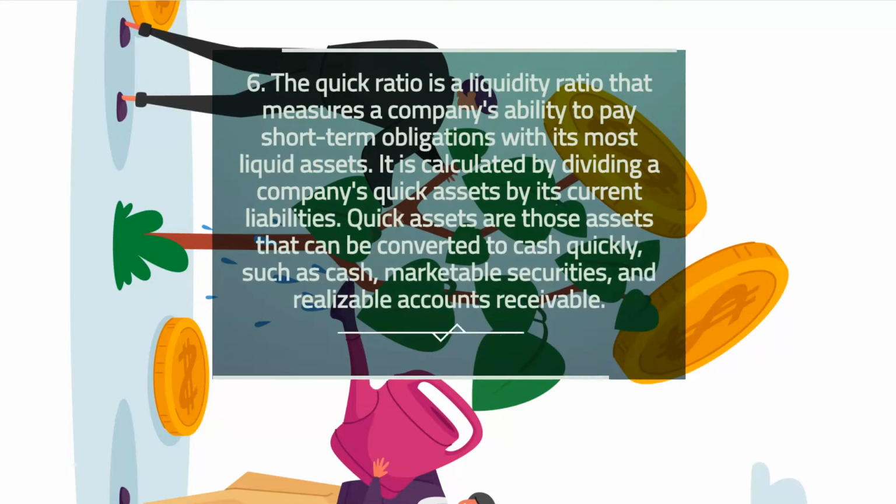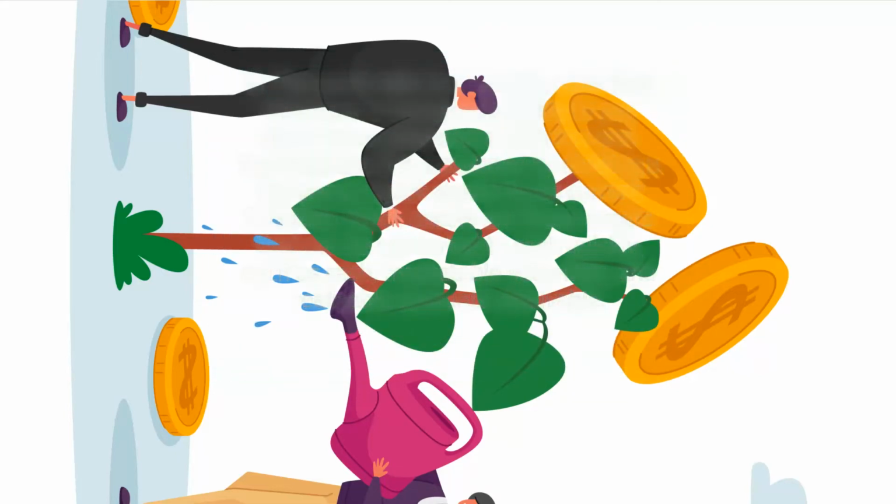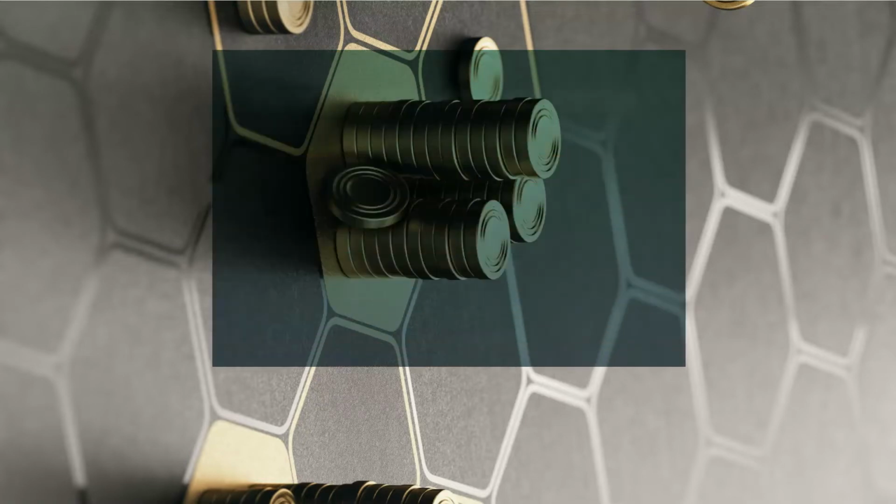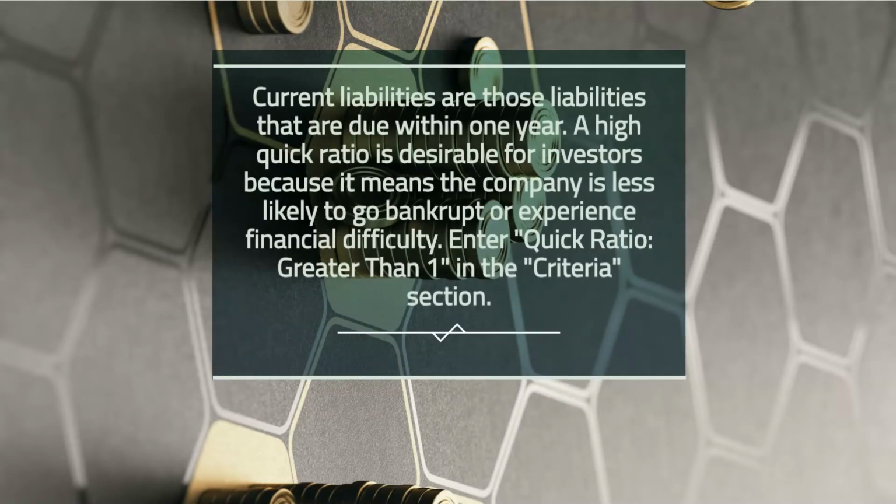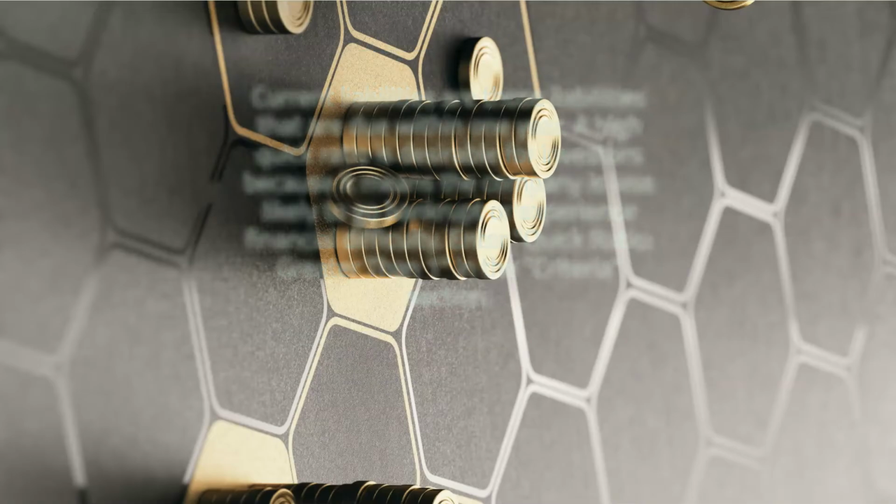6. The quick ratio is a liquidity ratio that measures a company's ability to pay short-term obligations with its most liquid assets. It is calculated by dividing a company's quick assets by its current liabilities. Quick assets are those assets that can be converted to cash quickly, such as cash, marketable securities, and realizable accounts receivable. Current liabilities are those liabilities that are due within 1 year. A high quick ratio is desirable for investors because it means the company is less likely to go bankrupt or experience financial difficulty. Enter quick ratio, greater than 1 in the criteria section.